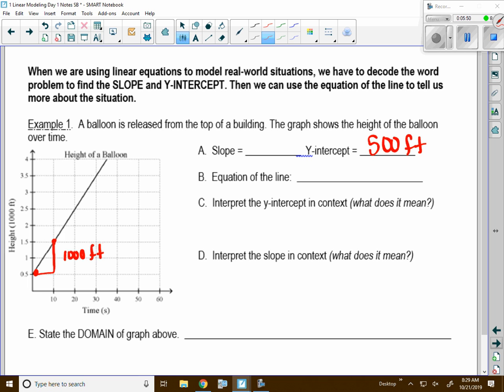And then I'm going over how many? It's one block, but how many units? 10. 10 what? Seconds. Okay, now, I don't want you to just put 1,000 over 10 here. Let's go ahead and simplify that. What's 1,000 divided by 10? 100. And that's 100 feet per second.